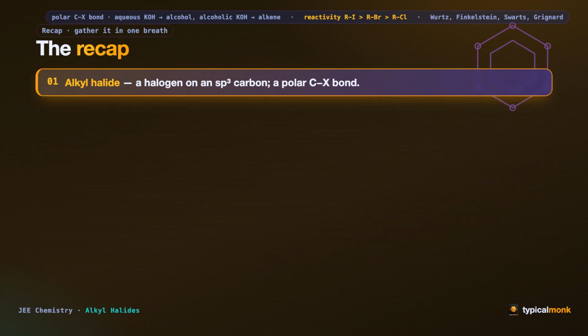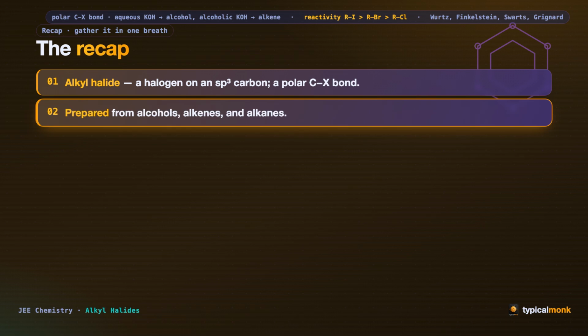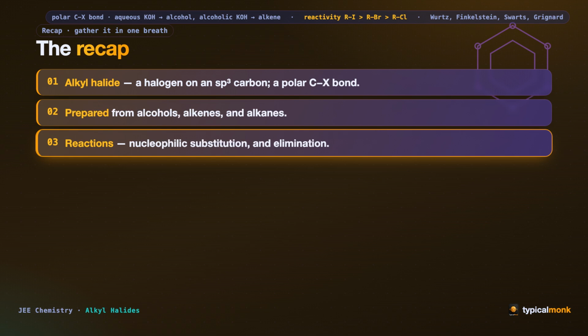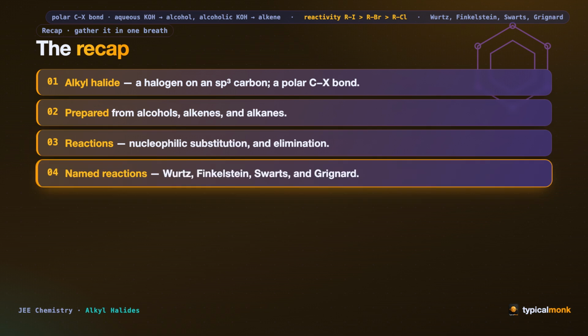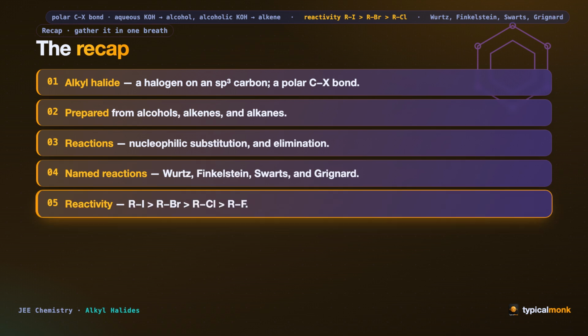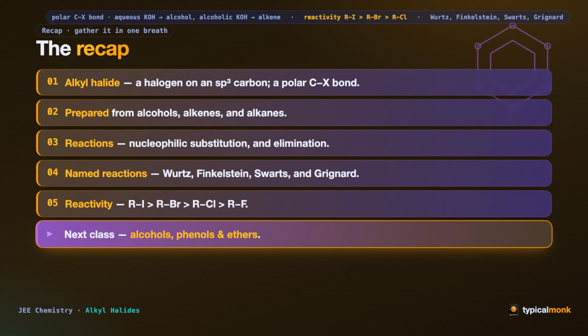Let us gather it all in one breath. An alkyl halide: a halogen on an sp3 carbon, a polar carbon-halogen bond, prepared from alcohols, alkenes, and alkanes. Reactions: nucleophilic substitution and elimination. The named reactions: Wurtz, Finkelstein, Swarts, and Grignard. Reactivity: R-iodide over bromide, over chloride, over fluoride. Next class: alcohols, phenols, and ethers.